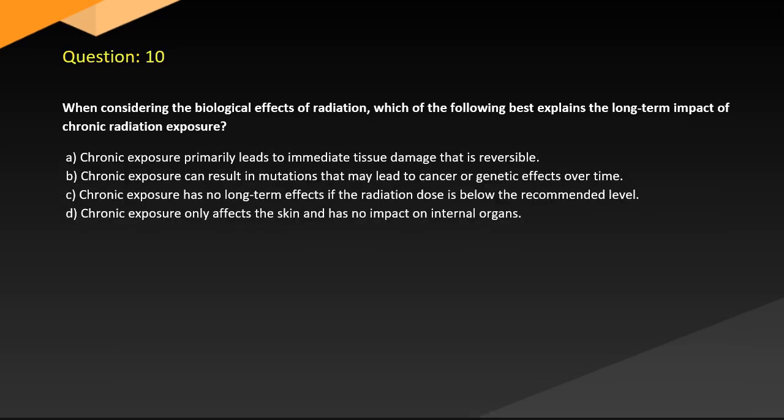Question 10. When considering the biological effects of radiation, which of the following best explains the long-term impact of chronic radiation exposure? A. Chronic exposure primarily leads to immediate tissue damage that is reversible. B. Chronic exposure can result in mutations that may lead to cancer or genetic effects over time. C. Chronic exposure has no long-term effects if the radiation dose is below the recommended level. D. Chronic exposure only affects the skin and has no impact on internal organs.